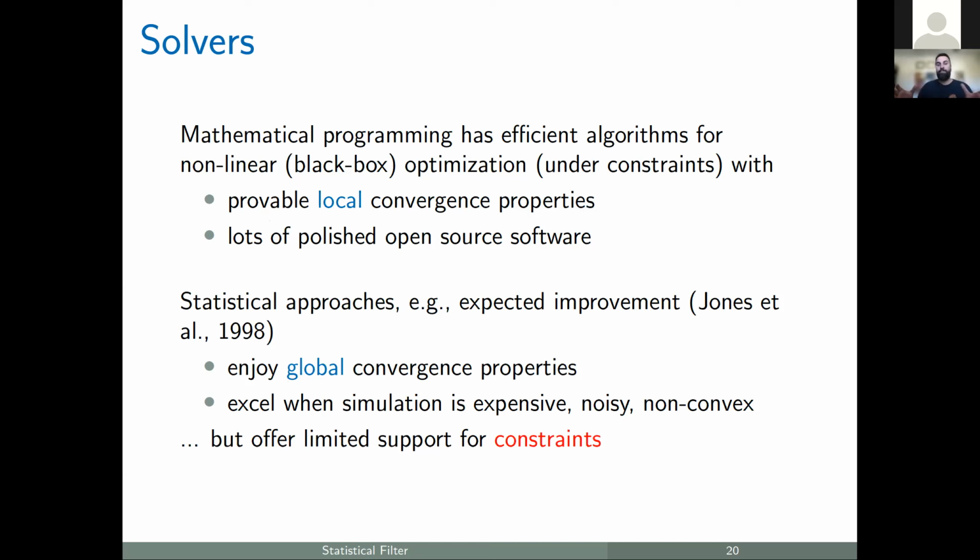Statistical models are very good at finding global answers, but they're not so great at being fast. They tend to overexplore the space. And they do excel when, say, your simulation is expensive, noisy, non-convex. So these are two pieces: one has very nice global properties, one has very nice local properties. And so you end up marrying the two and trying to take benefits of both. This is what we ended up doing in the paper. We took the filter method, which is a mathematical programming method, and then we used our Gaussian process surrogate modeling, combined the two to come up with an efficient optimization algorithm.